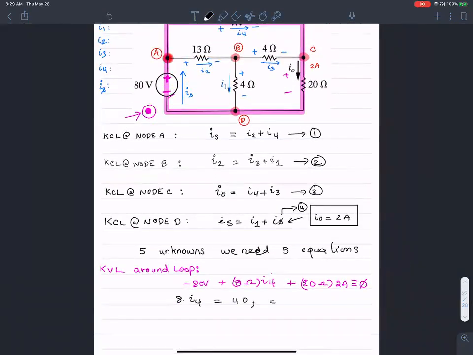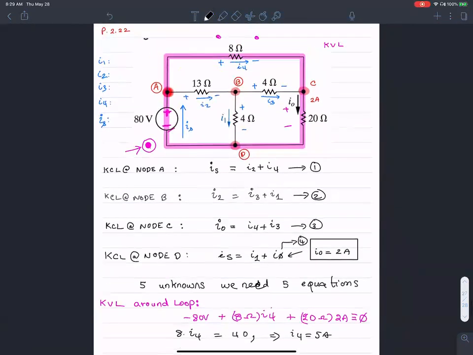Could somebody double check me, please? Yeah, that's what I got. Okay, I4 now is 5 amperes. So that's 5 amperes coming in. So I have a solution here for I4. Okay, I4 is 5 amperes. What next?